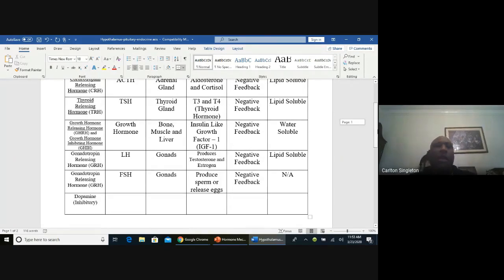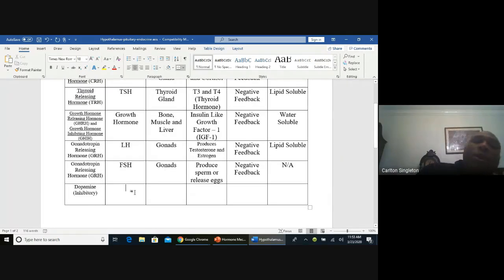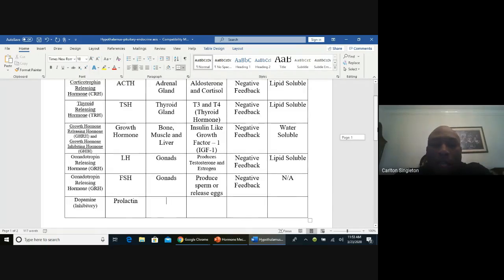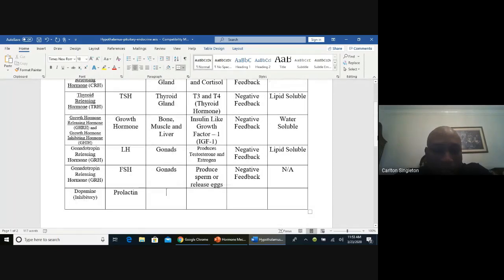Now, here's the oddball: dopamine. Dopamine's inhibitory only. So the last hormone we haven't talked about is prolactin. What organ would prolactin go to, Madeline? Look at the name, prolactin. Think about lactation. The stomach? Nope, milk. Think about milk. Where's milk made? The breast? Yeah, there you go. There it is, breast.